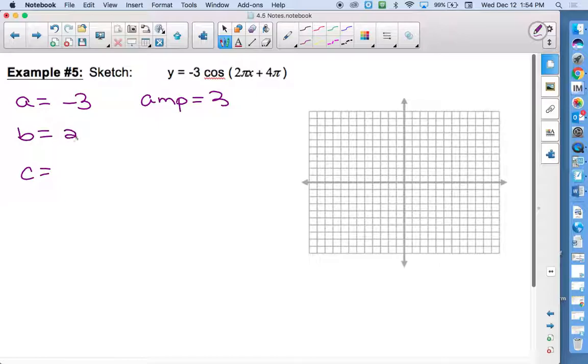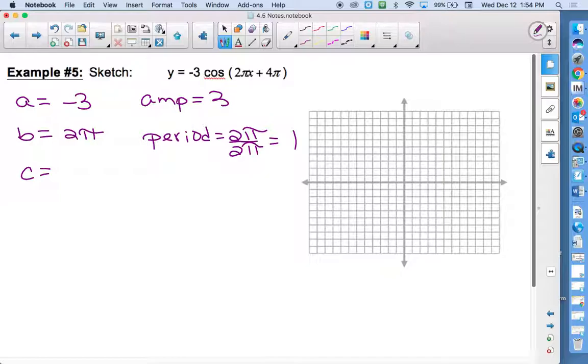Eris, B is? 2 pi. Good. B helps us calculate the period, which is standard taking 2 pi, dividing it by B. Well, we're taking 2 pi divided by 2 pi, which is weird, but it's just the number 1. That's the period. 1.